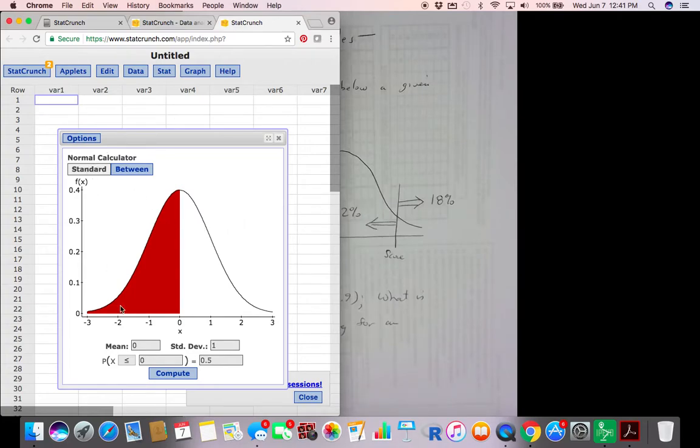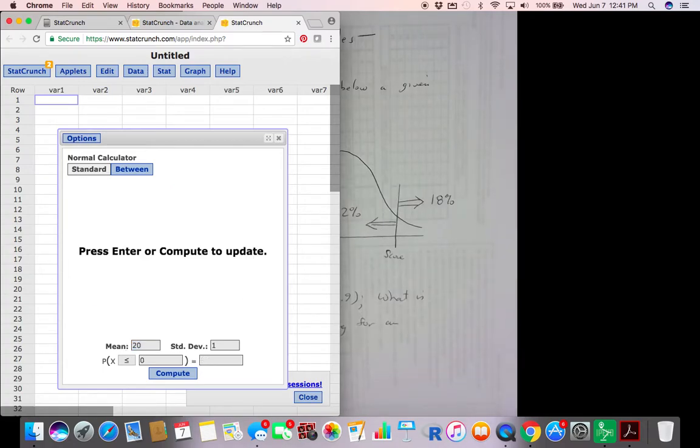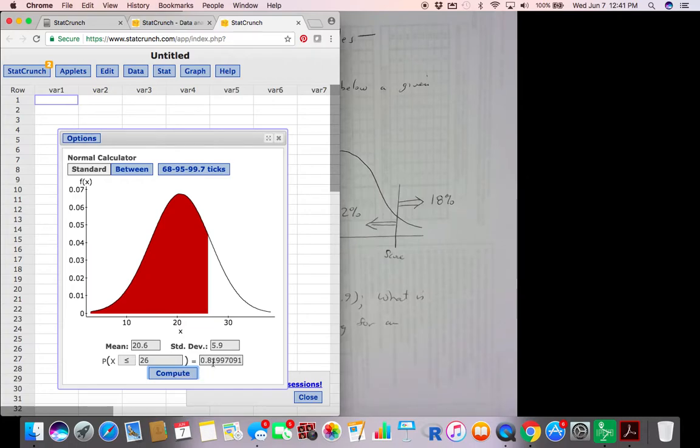So we would have a mean of 20.6, standard deviation 5.9. We would have x less than or equal to 26, and we would compute. Now this gives the probability. To convert to a percentile, we just look at the, wow, this is really crazy. This would actually be at the 82nd percentile.